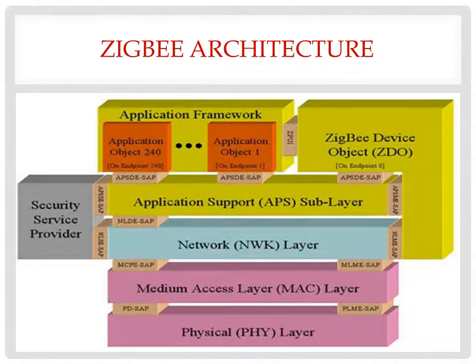So here it is ZigBee architecture, which includes the physical, that is PHY layer, medium access, that is MAC layer, network, that is NWK layer, application support, that is APS sublayer, and then security service provider, application framework, and ZigBee device object, ZDO.